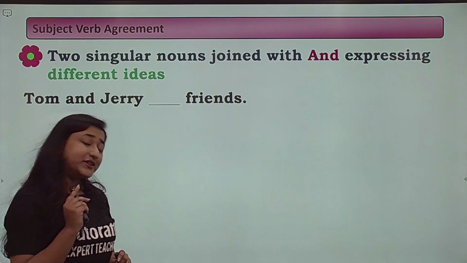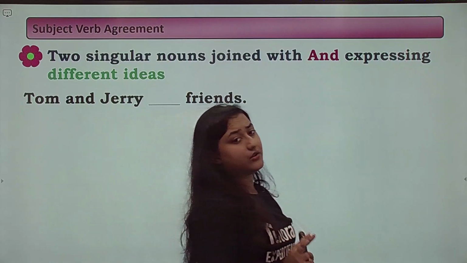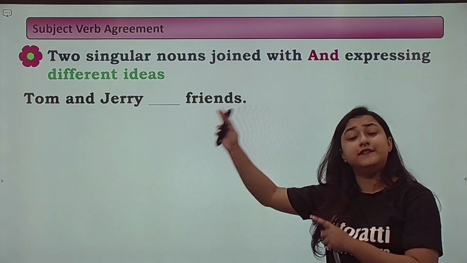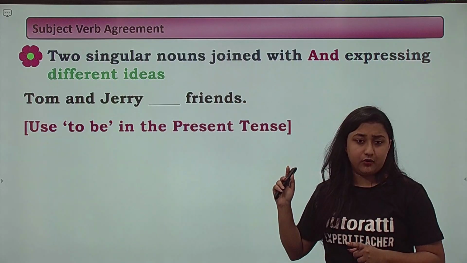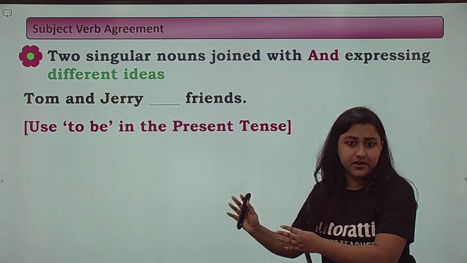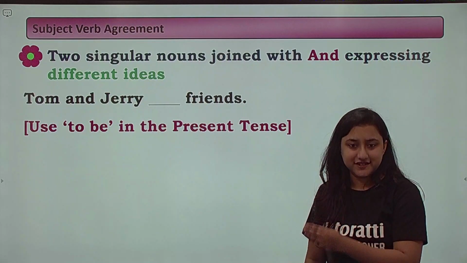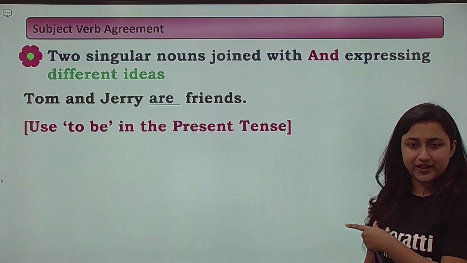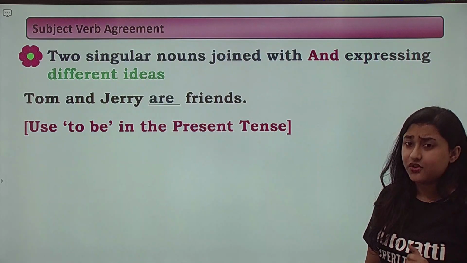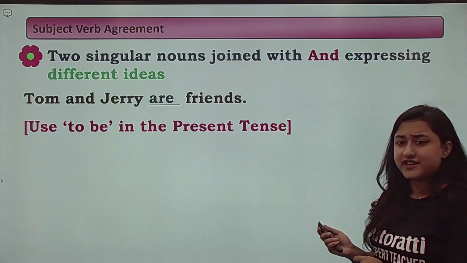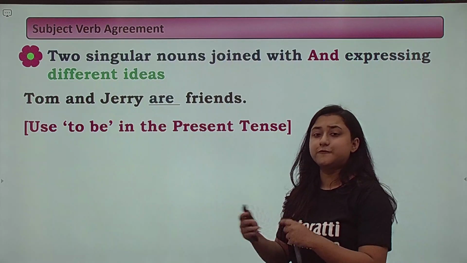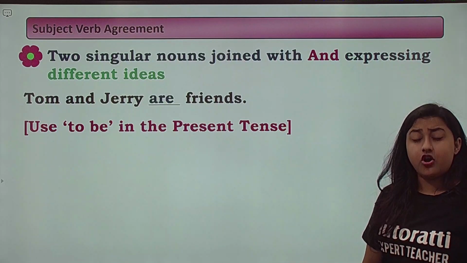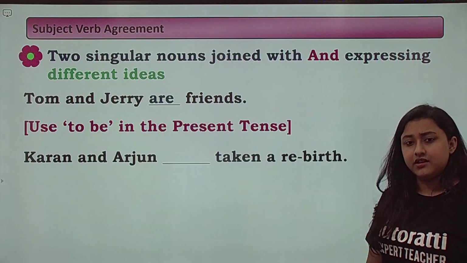So, in this case, whenever two singular nouns are joined by and expressing different ideas, meaning there were two different people, the verb used, in the present tense, to be, that means instead of is we will use are. So, the rule is whenever two singular nouns are joined with and expressing different ideas, the verb is always plural. Always plural.